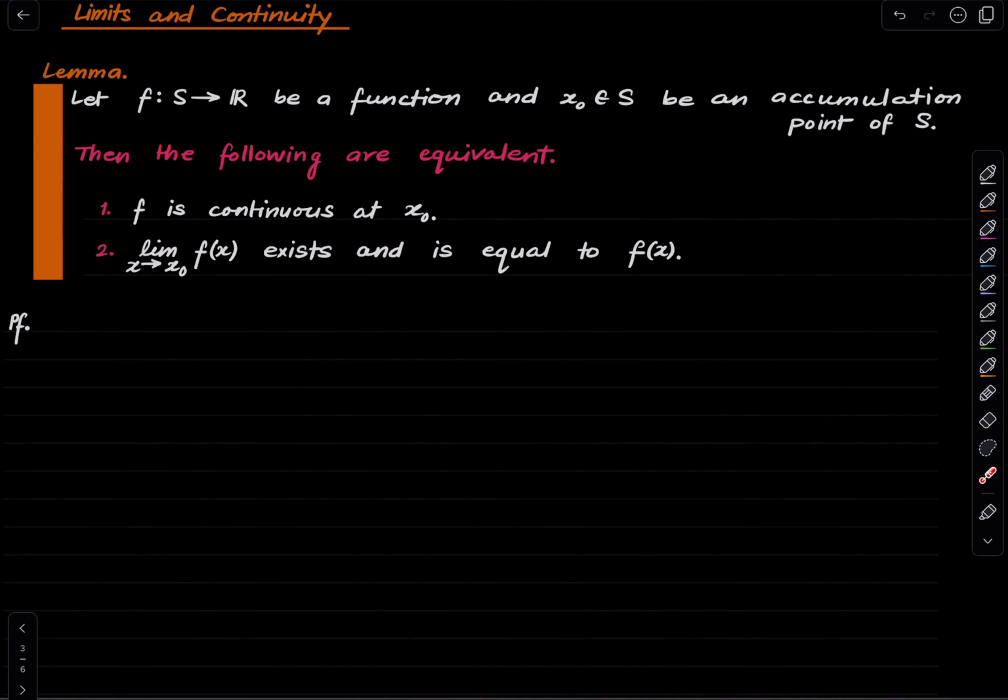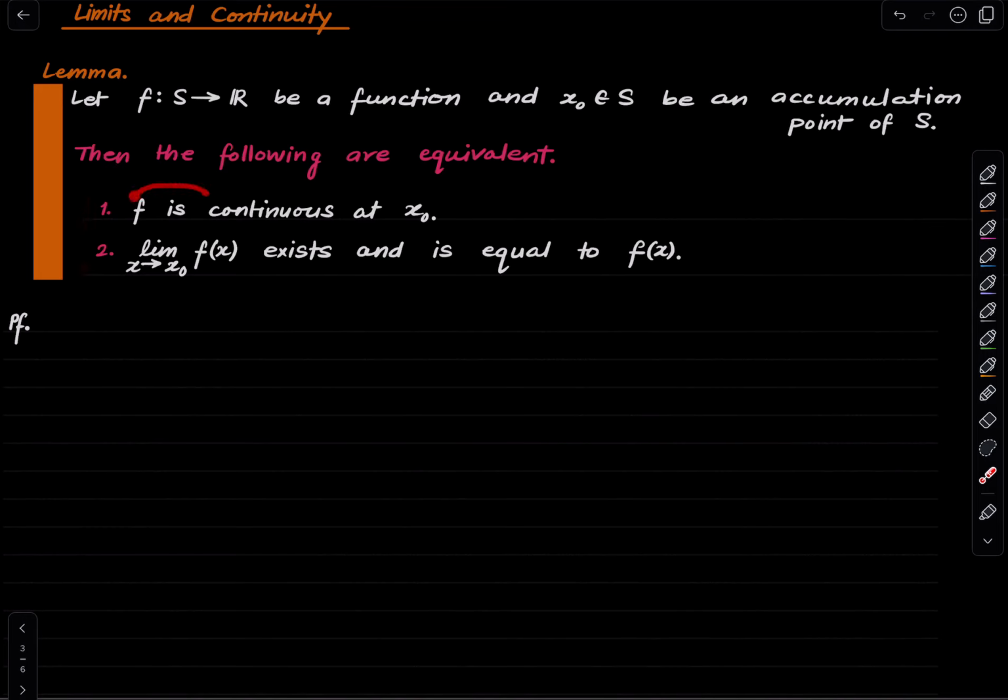So here is the theorem. Suppose f is a function from a subset S of reals to reals, and x0 is a point in S. I'm not saying that x0 is an arbitrary real number, it is a point in the domain, very important. And also assume that it is an accumulation point of S. Then the following two statements are equivalent.